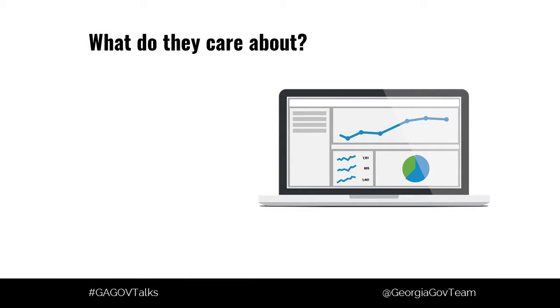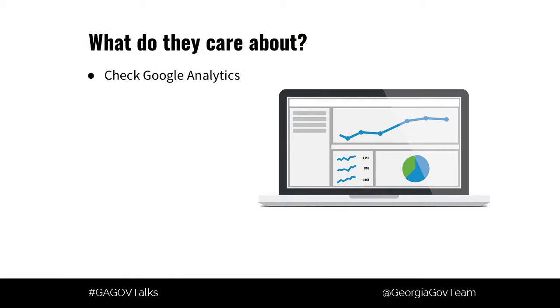So what do they care about? Well, luckily we have a lot of tools at our disposal to find out what's going on. First of all, checking Google Analytics. Google Analytics has so much information. I'm still learning how to use it. But one easy thing is just to look at the top 20, top 30 pages on your website. What's getting the most hits? What are people actually looking for? What are they landing on?